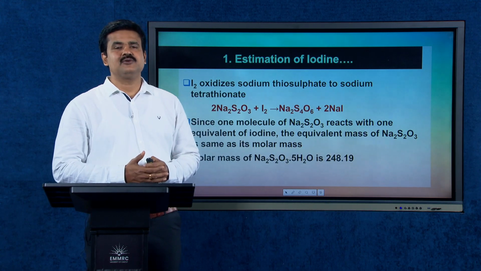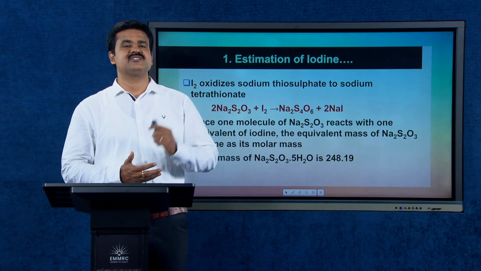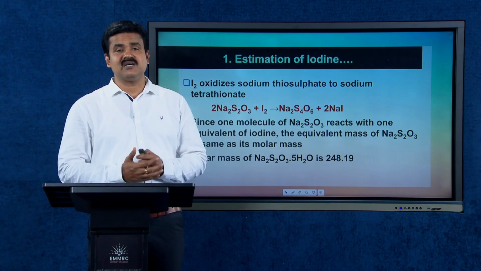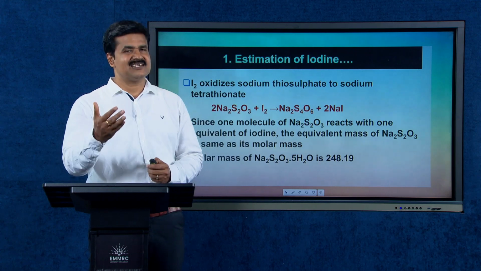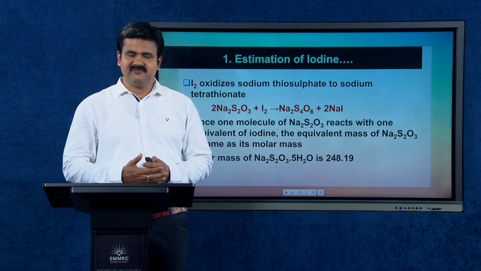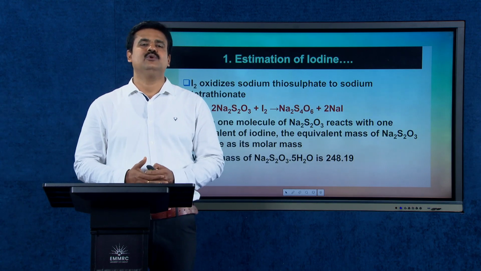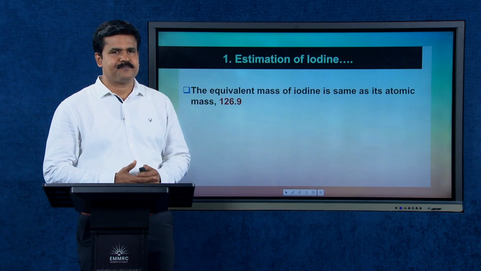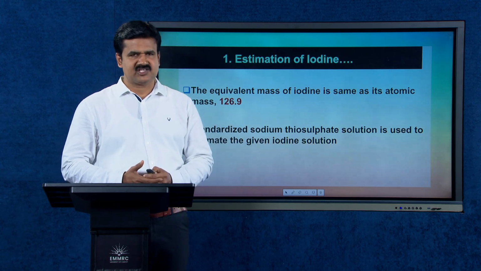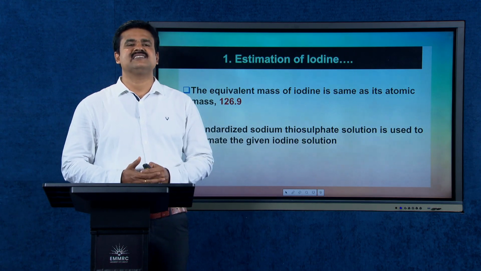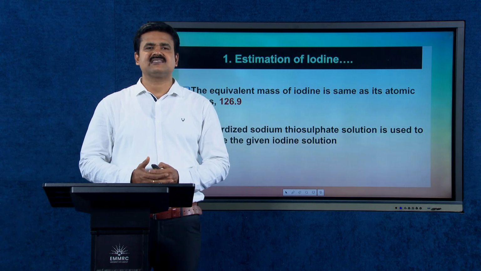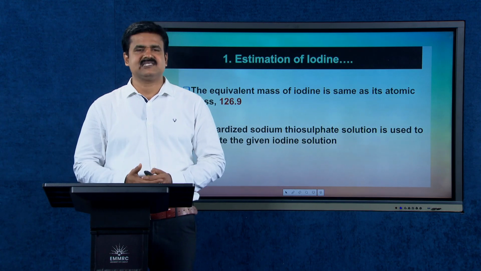It should be noted that Na2S2O3 is commercially available as Na2S2O3·5H2O. Its molar mass is 248.19. It is clear that the molar mass is the same as the equivalent mass. So the molar mass of Na2S2O3·5H2O is the same as its equivalent mass, that is equal to 248.19. Now we have to consider the equivalent mass of iodine in the previous reaction. The equivalent mass of iodine is the same as its atomic mass. The atomic mass of iodine is 126.9, which you can take as 127 for round-off calculations.